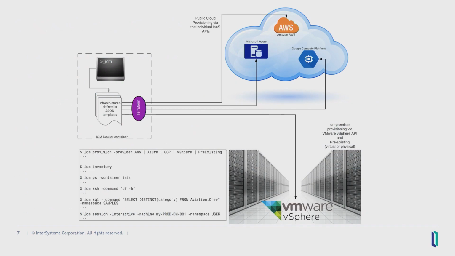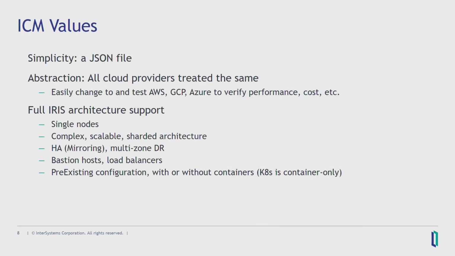So the ICM values. The simplicity that it provides: it's a simple JSON template. You can look at essentially 2 files. One is defaults that tell you which cloud you're connecting to, what zones, and some default usernames to the Docker repository you're connecting to, and then a definition file where you're actually defining your IRIS configuration. So you're defining, I want 4 data nodes. I want those to be mirrored. I want a load balancer. That's all defined in this definition file.